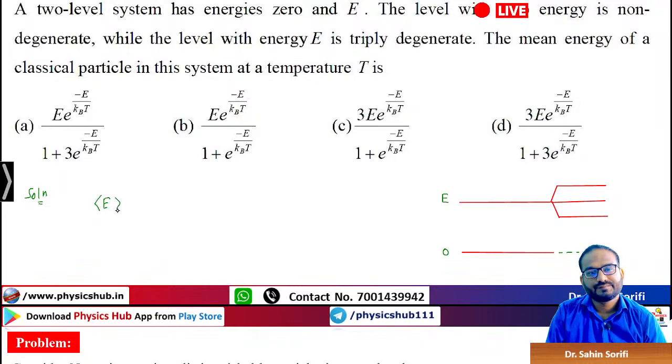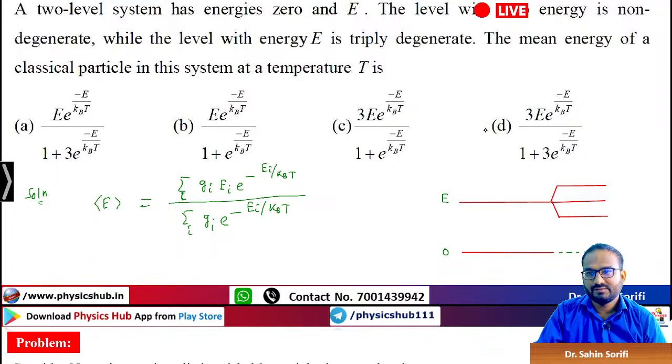Mean energy. Do you know the formula? This is discrete. You can easily see these are considering discrete energy levels. So the mean energy is the sum over i of g_i E_i e to the power minus beta E_i, so E_i by kT, divided by the sum over i of g_i e to the power minus beta E_i. Option D, Joel, very good.